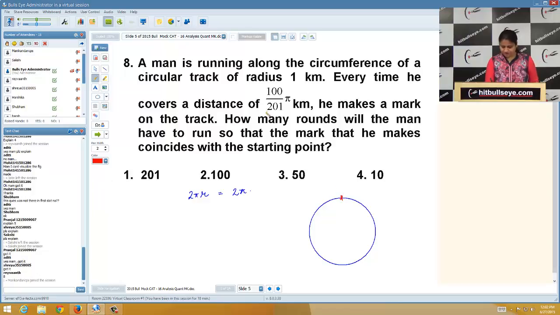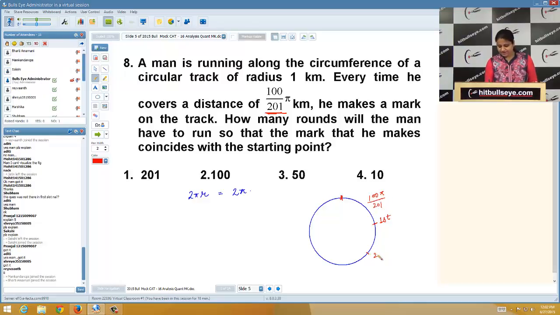Suppose this is the starting point. I am taking this expression. Every time he covers a distance of this kilometer, he makes a mark on the track. Say this is the first mark, so the distance covered will be 100 pi divided by 201. Say this is the second mark. The distance again will be 100 pi divided by 201. It means after the second marking, the distance covered by him will be twice of 100 pi divided by 201. Are you getting me? So it will be what?